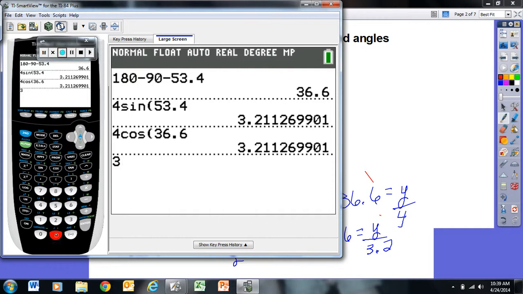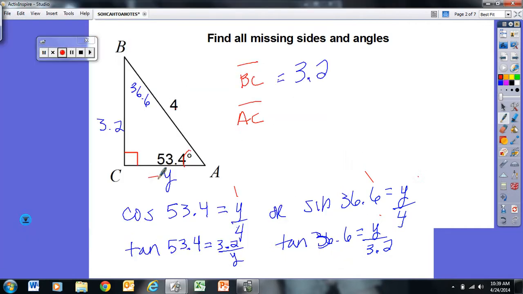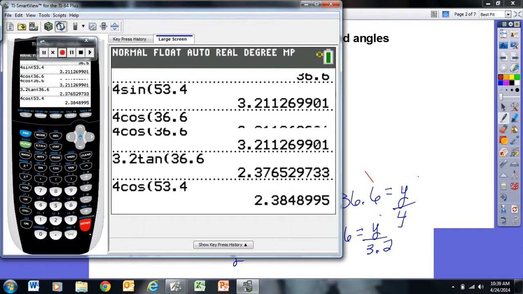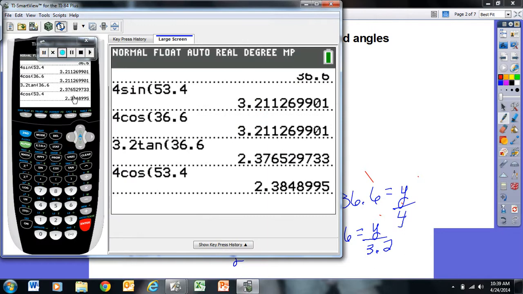Let's do 3.2 tangent 36.6. 2.37 is what that says this side is. Let's just check it by typing this one in. 4 cosine 53.4. Yep, 2.38, same thing. This was 2.376, which is 2.38. This is 2.384. Same exact thing.